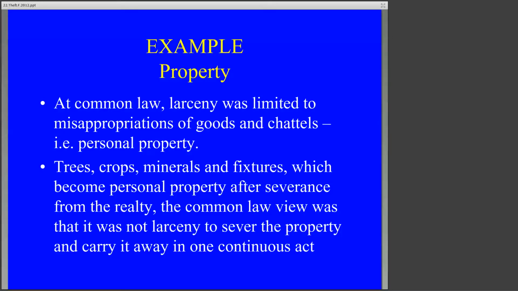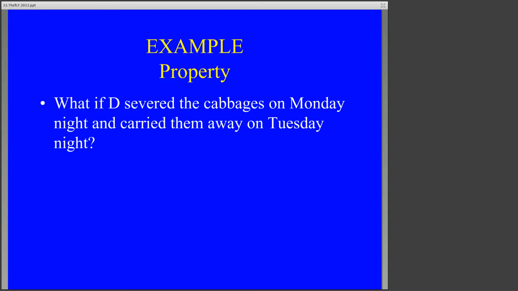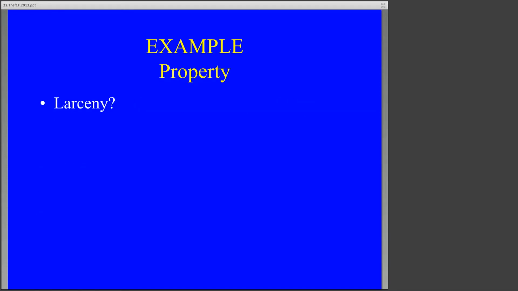Trees, crops, minerals, and fixtures, which become personal property after severance from the realty, the common law view was that it was not larceny to sever the property and carry it away in one continuous act. And make a note, the key here is one continuous act. What if D severed the cabbages on Monday night and carried them away on Tuesday night? Is that larceny based on the common law definition? The answer is, what do you think? Yes or no?